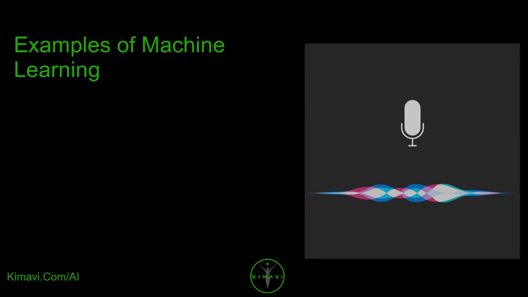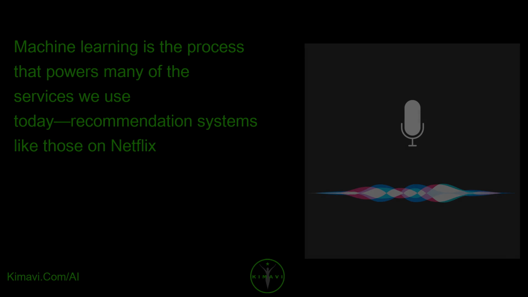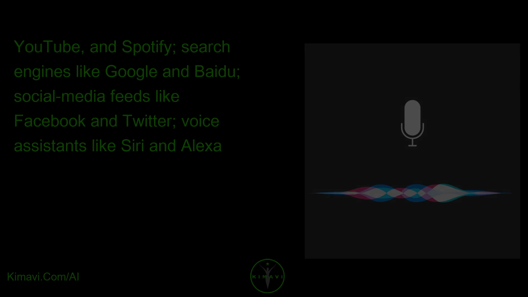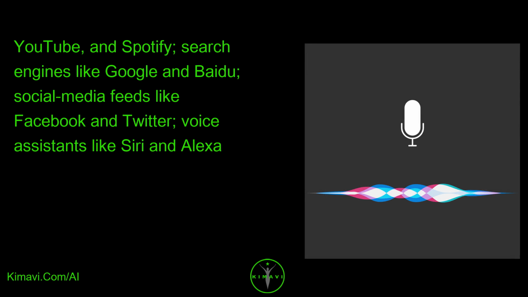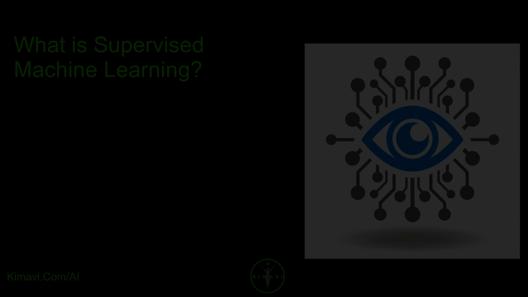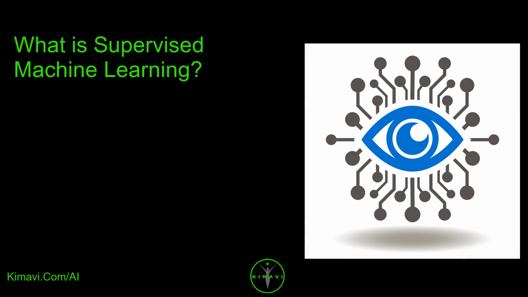Examples of machine learning. Machine learning is the process that powers many of the services we use today: recommendation systems like those on Netflix, YouTube, and Spotify, search engines like Google and Baidu, social media feeds like Facebook and Twitter, voice assistants like Siri and Alexa. The list goes on.